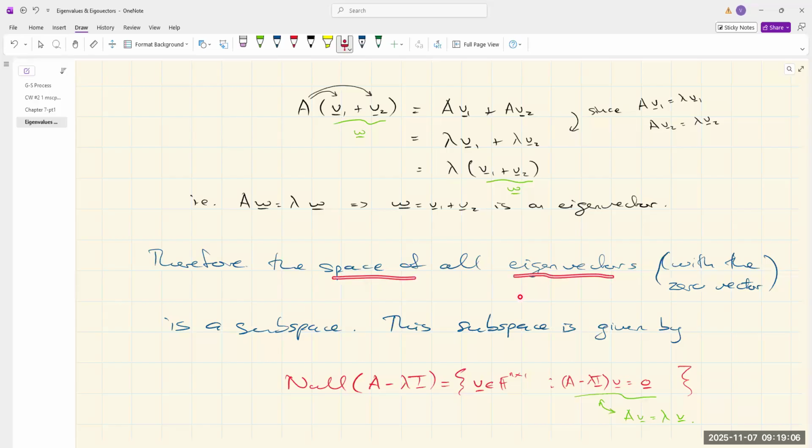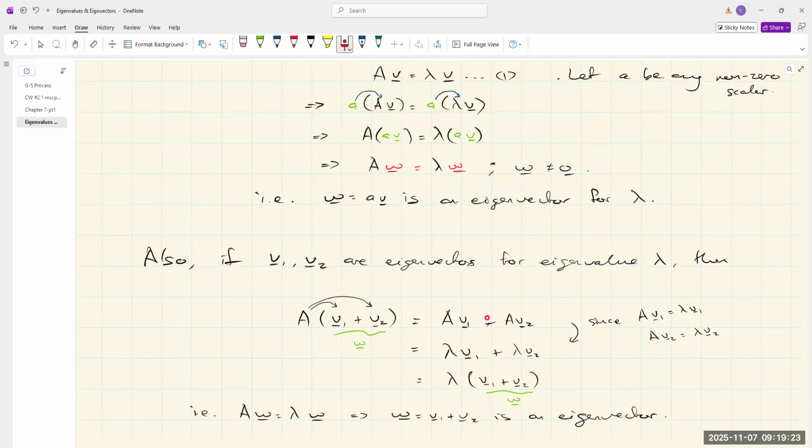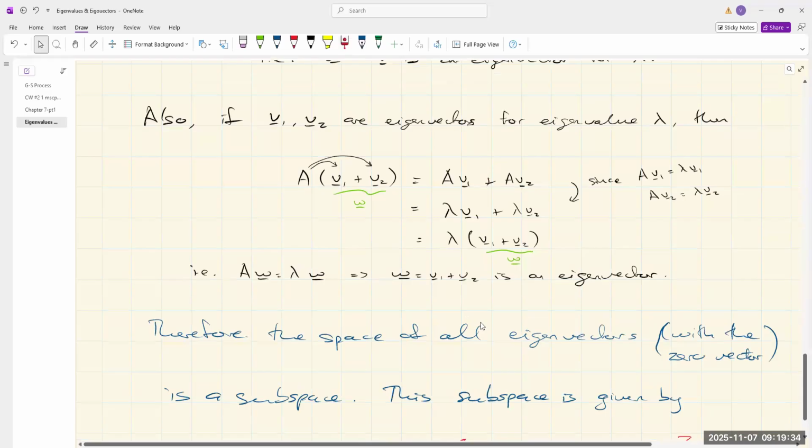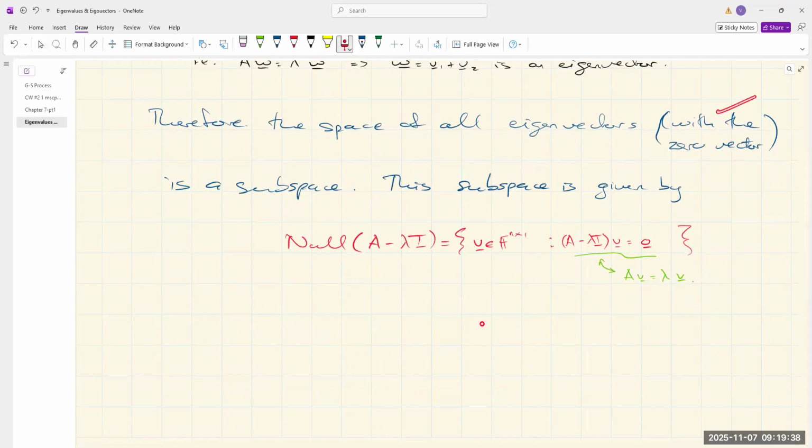In other words, the space of all eigenvectors with the zero vector added in is a subspace. That's the subspace test. The subspace test is: when you add two vectors, does the new vector belong to the space? Yes, the new vector is an eigenvector. If you take any scalar multiple of that vector, does the new vector belong to the space? Yes, a multiple of an eigenvector is an eigenvector. And the third condition is: is the zero vector in the space? Well, I am adding it in. That's why we need to add it in. And this subspace, I said there's a nice, easy way to write it. It's the null space of this matrix, which I was calling M. It's nothing but the null space of that matrix.